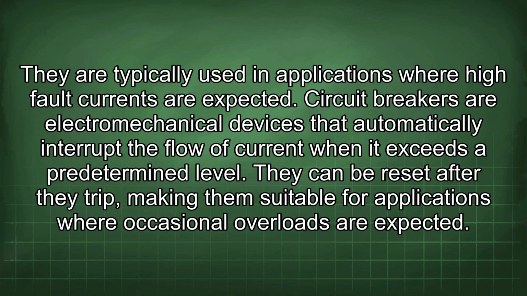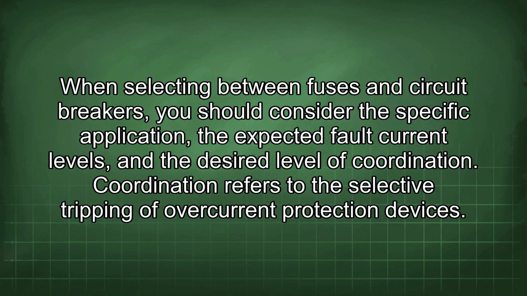Circuit breakers are electromechanical devices that automatically interrupt the flow of current when it exceeds a predetermined level. They can be reset after they trip, making them suitable for applications where occasional overloads are expected. When selecting between fuses and circuit breakers, you should consider the specific application, the expected fault current levels, and the desired level of coordination. Coordination refers to the selective tripping of overcurrent protection devices.